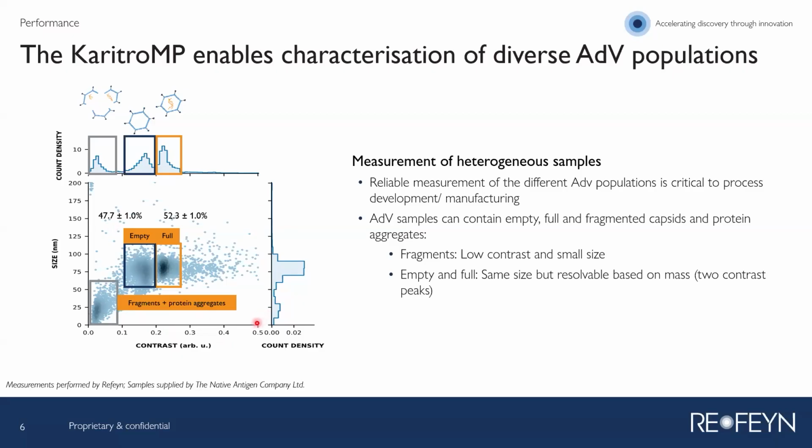Here we measured heterogeneous adenoviral samples on KaritroMP. As you can see on this image, we measured a very low size and low contrast population, that is the fragments and protein aggregates. Then there were 2 other populations, which are the empties and fulls. Both have the same size, but they differ in contrast, mainly because of the density of the full capsids containing the payload.